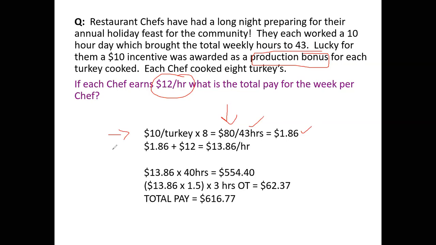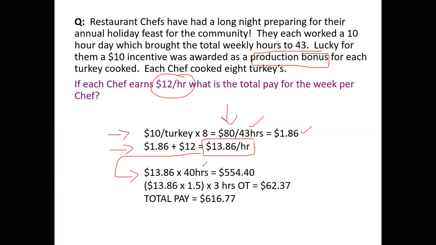You can add that $1.86 to the $12 an hour pay that was already established. Now the chef's hourly earnings is $13.86. That's going to make you or break you. With that $13.86, now you can go ahead and calculate the pay, both straight and overtime.